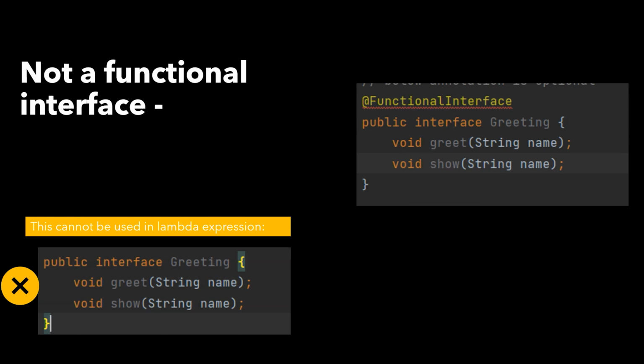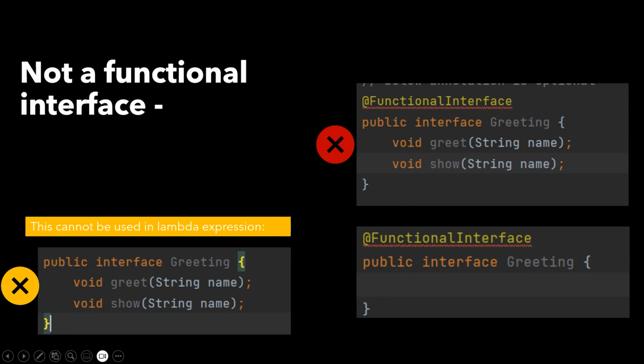This is another example where you're passing something that is not a functional interface, and the compiler will start complaining that it's not a functional interface. This one will also give you a compilation error because there is no abstract method in this interface. And as I said, as a definition, there should be at least one abstract method and no more than one abstract method.